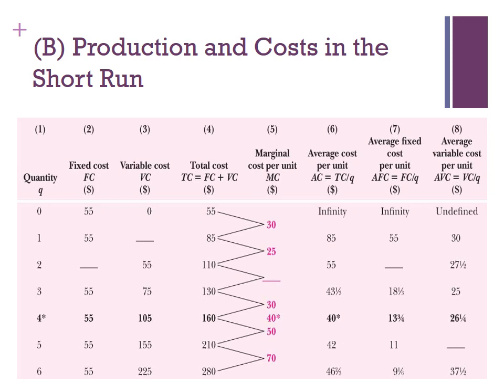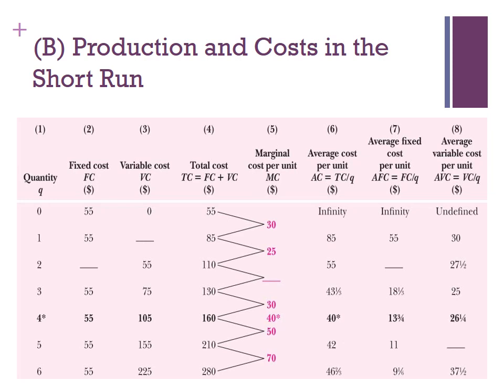What about total cost? Total cost is the sum of column number 2, which is fixed cost, and column number 3, which is variable cost. So 55 plus 0 equals 55, 55 plus 30 equals 85, 55 plus 55 equals 110, and so on and so forth, until we reach the total cost of producing all 6 units of production, 280, which is equal to $55 plus $225. Here also we observe the change in total cost, and we will find that total cost is increasing with quantity produced.